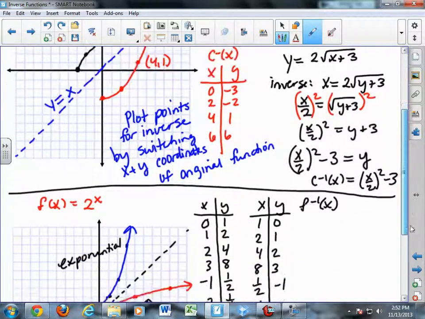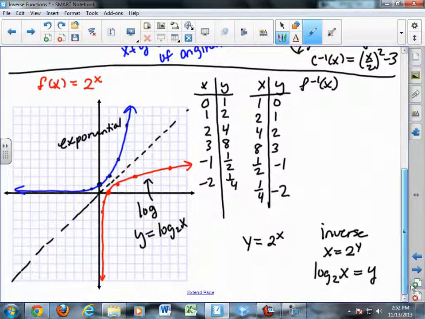One last one I want to look at in this intro is f of x equals 2 to the x, which is an exponential function. And I made a table of values for x, putting in 0. I want you to notice that when you put in an exponent of 0 in an exponential function, that gives you the y-intercept. So my y-intercept here is (0, 1). Then I put in other values: 1 gives 2, 2 gives 4, 3 gives 8. -1 would give me 1/2. -2 for x would give me 1/4. I plotted all those points, drawing the line very neatly along here.